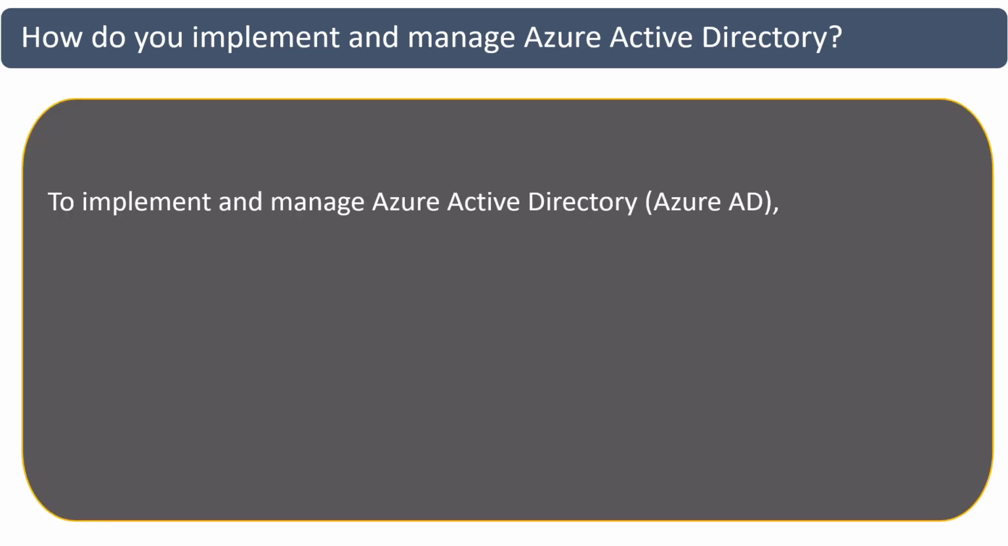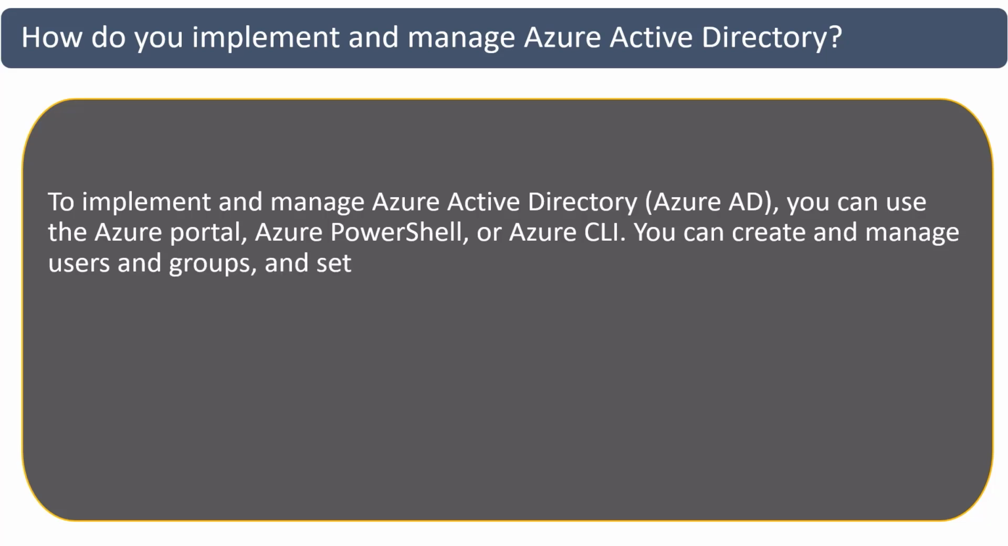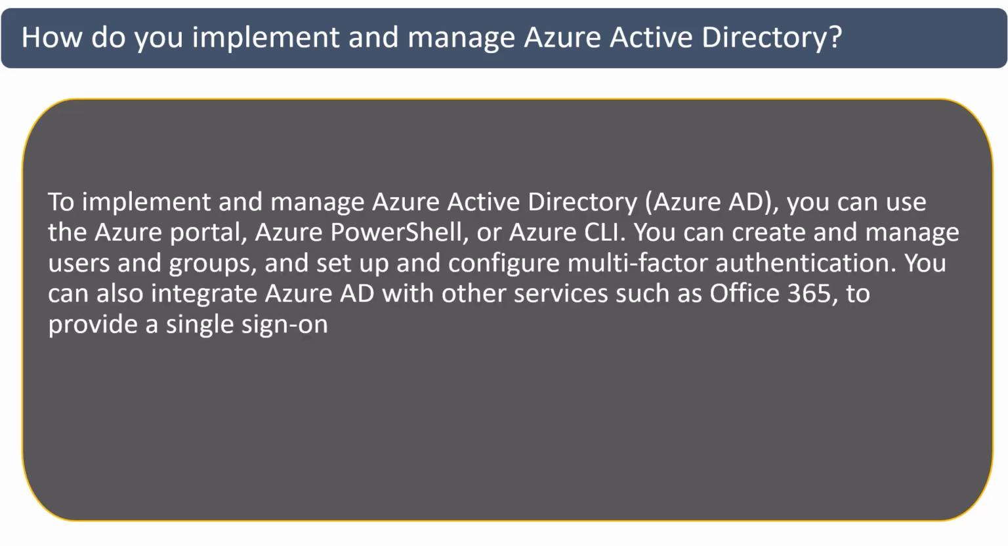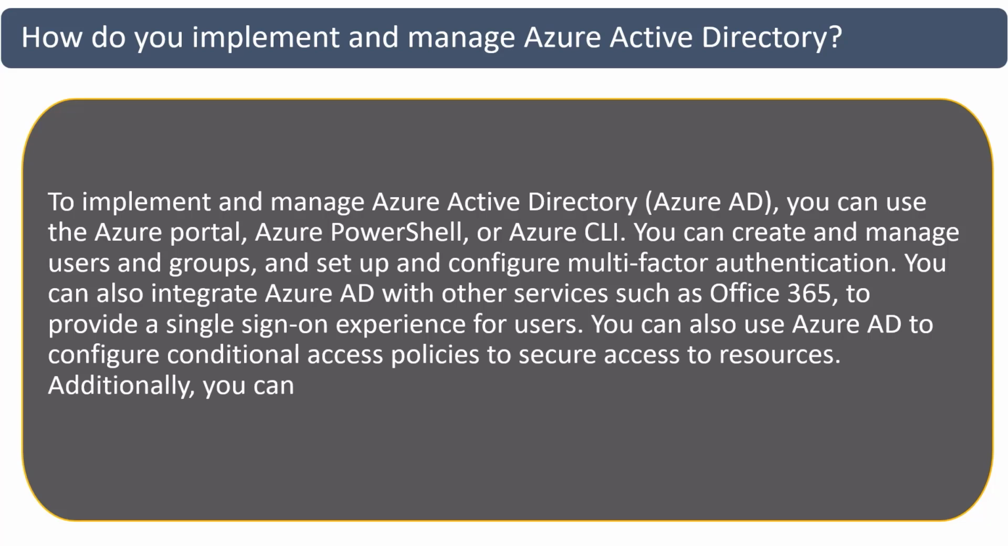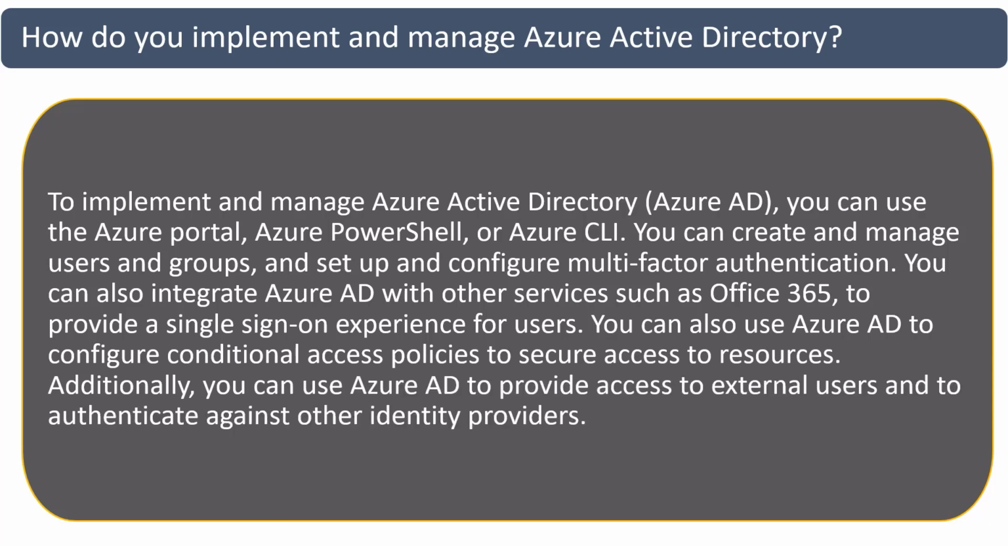How do you implement and manage Azure Active Directory? To implement and manage Azure Active Directory, Azure AD, you can use the Azure portal, Azure PowerShell, or Azure CLI. You can create and manage users and groups, and set up and configure multi-factor authentication. You can also integrate Azure AD with other services such as Office 365, to provide a single sign-on experience for users. You can also use Azure AD to configure conditional access policies to secure access to resources. Additionally, you can use Azure AD to provide access to external users and to authenticate against other identity providers.